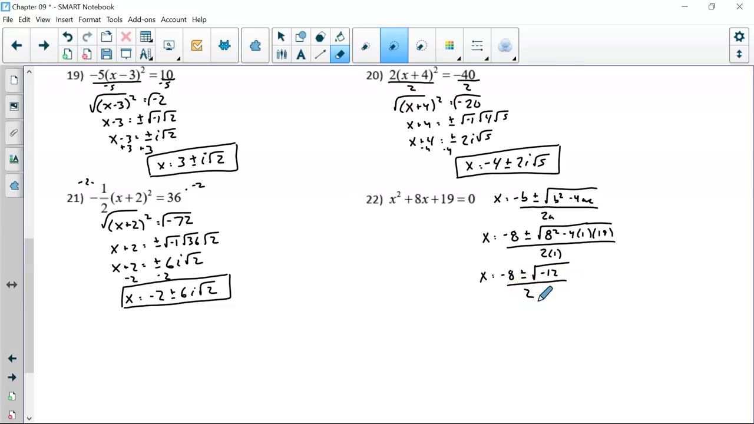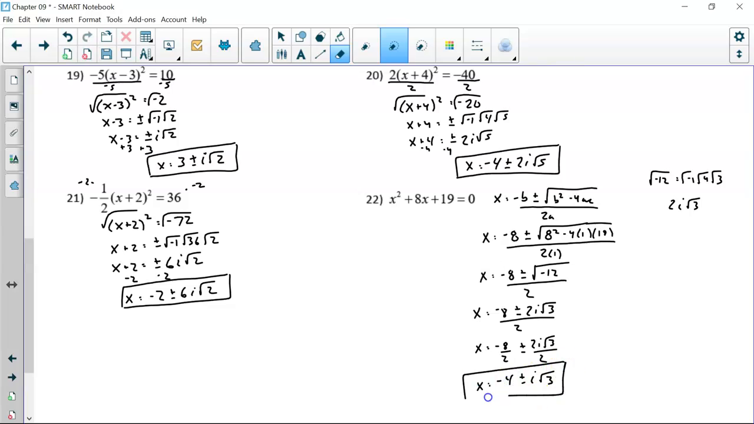divided by 2. So off to the side here, the square root of negative 12, square root of negative 1, square root of 4, square root of 3. So we get 2i root 3. So x equals negative 8 plus or minus 2i root 3, all divided by 2. So we can split them up. x equals negative 8 over 2 plus or minus 2i root 3 over 2. So x equals negative 4 plus or minus i root 3.